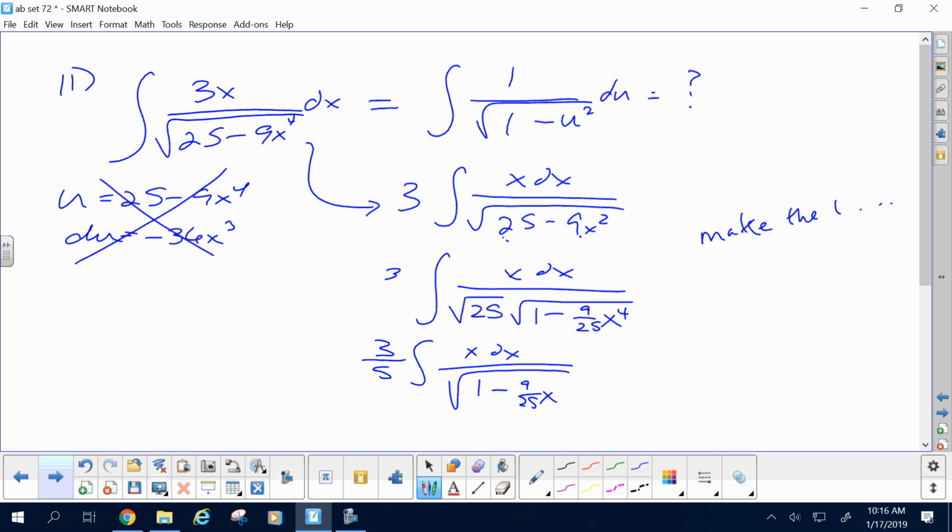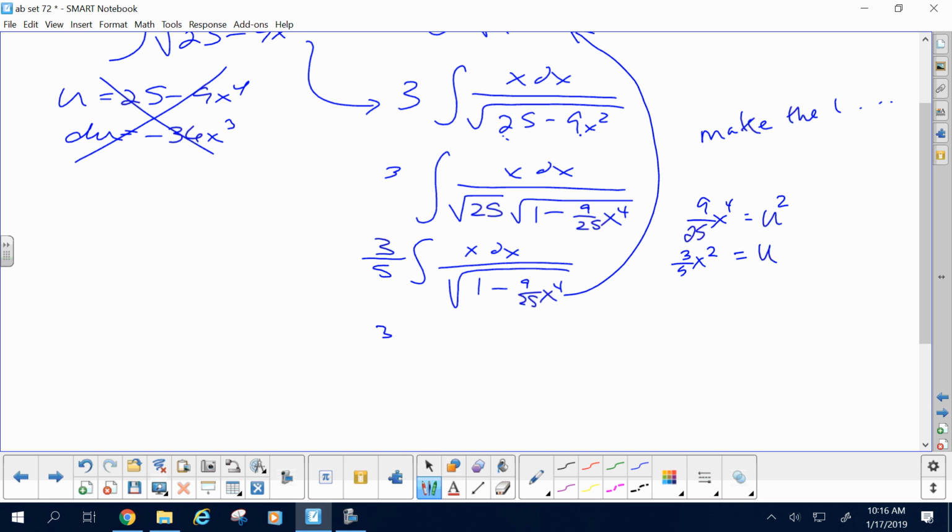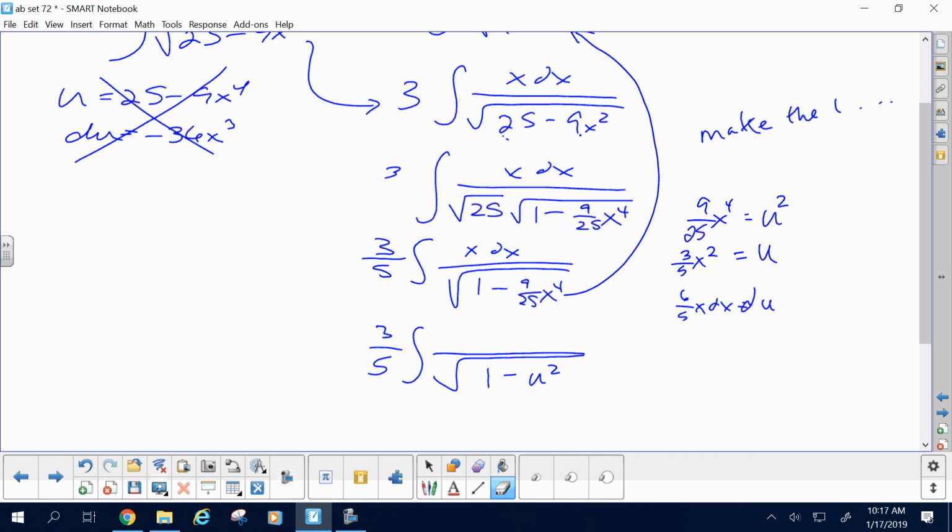I'm ready to start my u-substitution process. If I want this to work, then it looks like 9/25 x to the 4th equals u squared, which means u is 3/5 x squared. Now if I do that substitution, the bottom becomes 1 minus u squared, and I'll be good. But now I still have that dx problem, don't worry about that. If I take the derivative of this, I get 6/5 x dx equals du. You follow? Now I have the x dx, but I don't have that 6/5, so x dx should be replaced with a 5/6 du.